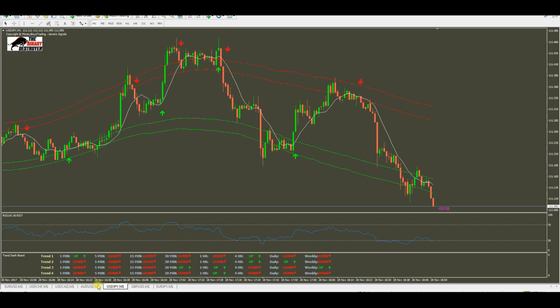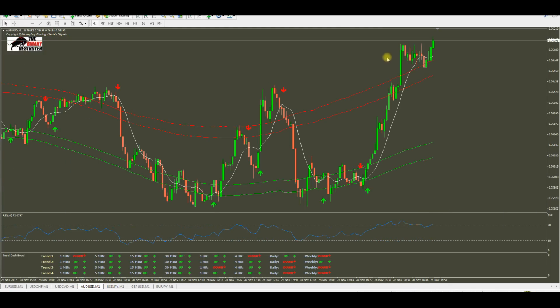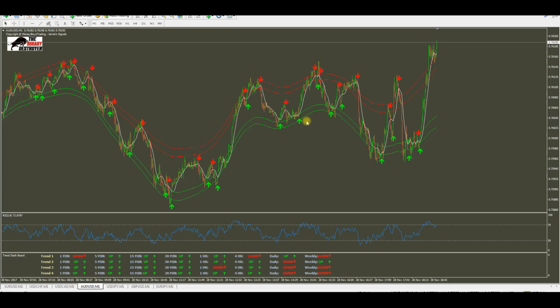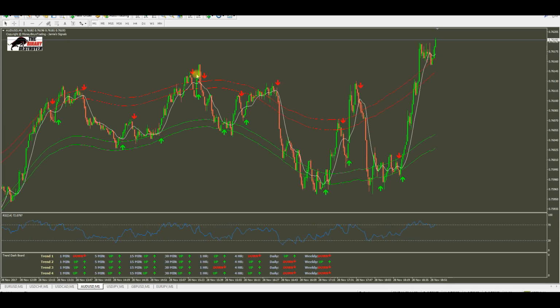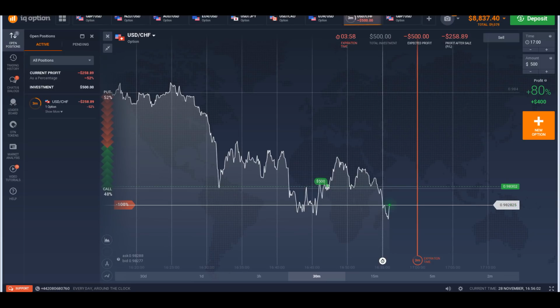Any other? See, look at AUD USD right now. Look at that spike up there. Look at all these nice trades. 1, 2, 3, 4, 5, 6. Oh dear me, I missed all these. These are beautiful. When the price is moving like that, it's perfect. You just can't put a price on it.